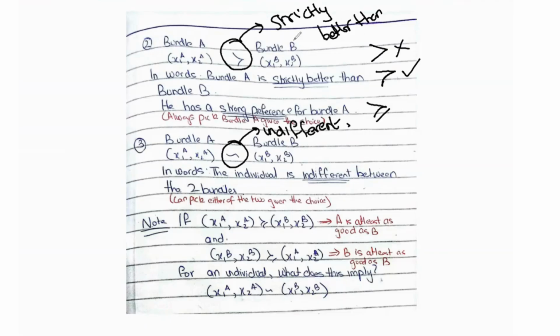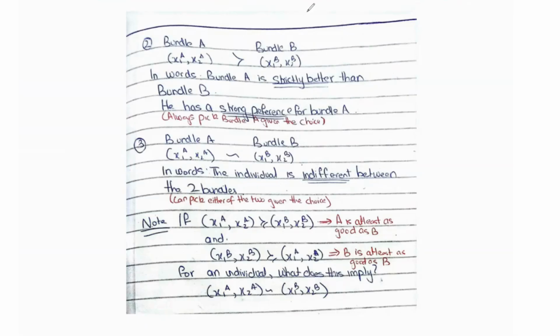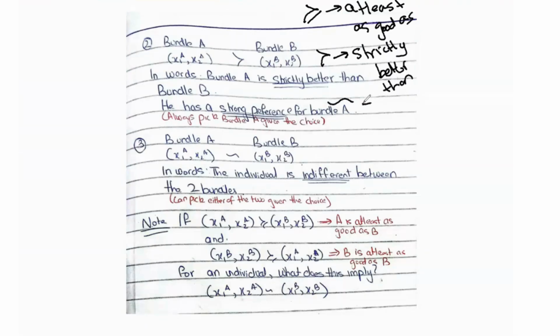So we looked at three notations to make this comparison between any two bundles. One is at least as good as. Another is strictly better than. And the third is indifferent. So we have these three notations to compare any two bundles.